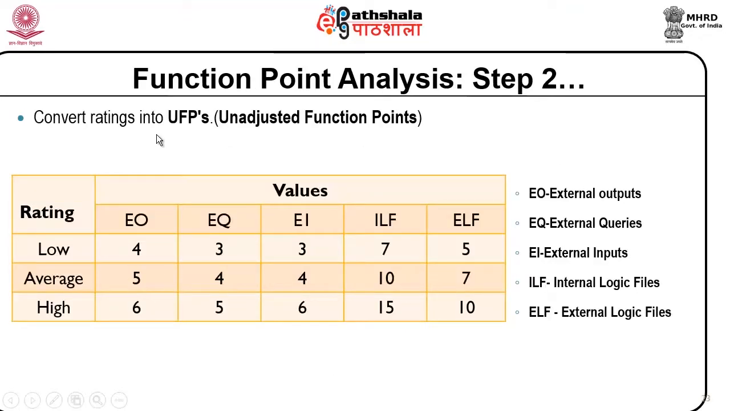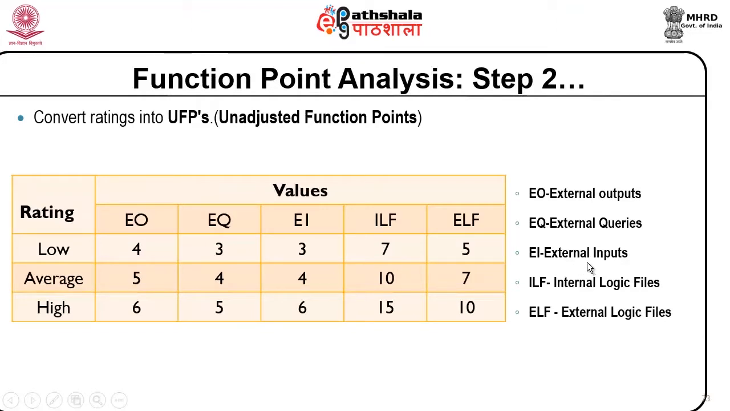Converting ratings into unadjusted function points. External output: if the rating is low, the value is 4. If the rating is average, the value is 5, and if the rating is high, the value is 6. Similarly, for external queries, if the rating is low, the value is 3. If the rating is average, the value is 4. If the rating is high, the value is 5.